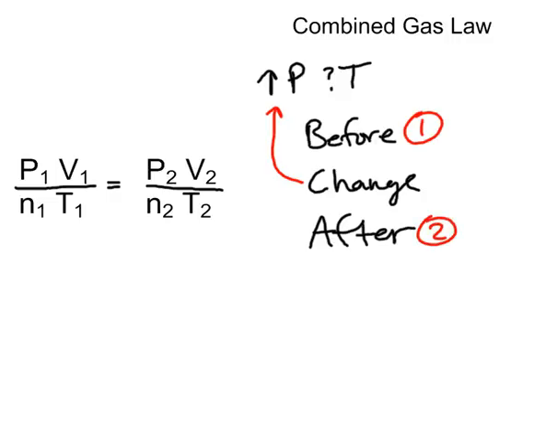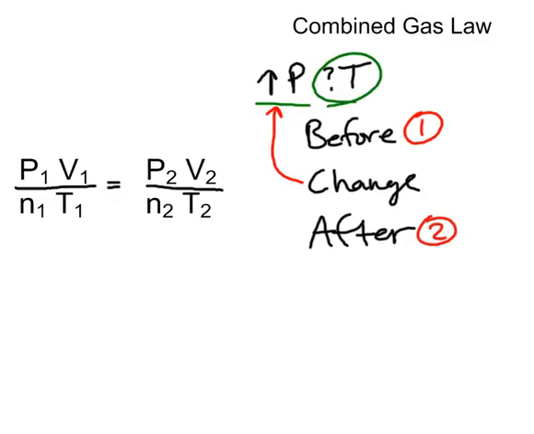So everything that's to the left of the equal sign is happening before the change, and everything that's to the right of the equal sign is happening after the change. So P1 V1 over N1 T1 equals P2 V2 over N2 T2. What we're going to look at here is, if I increase the pressure, which I have right here, what's going to happen to my temperature?